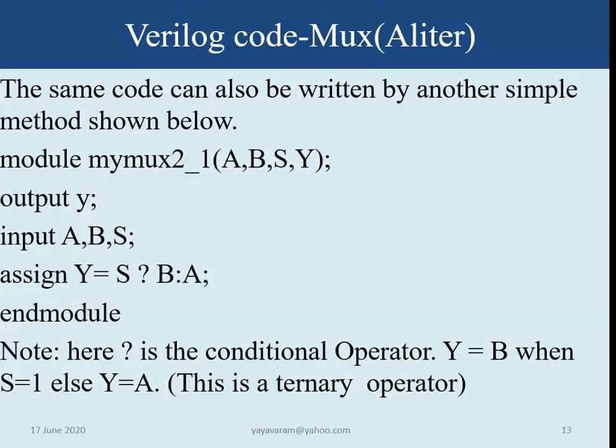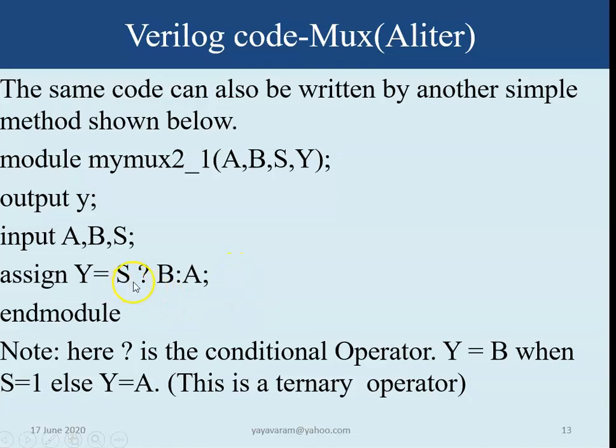Right. Let us take a similar example, the same example but with different code. I have expressed this using a very interesting operator which we call the conditional operator. So let us see. Module my mux 2:1, A, B, S are inputs, Y is the output. Input A, B, assign Y is equal to S, and there is a conditional operator, question mark, B colon A. This is very important because it is very easy, and it saves time.